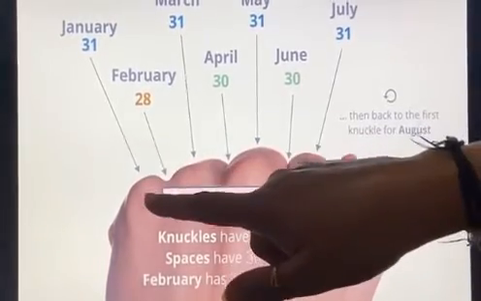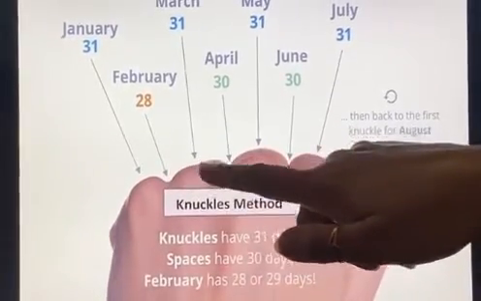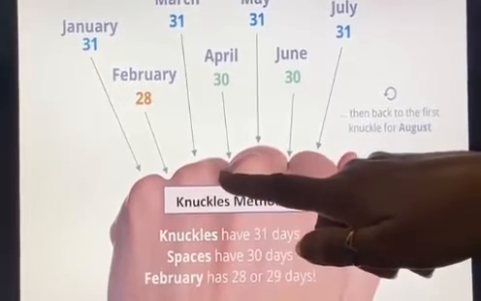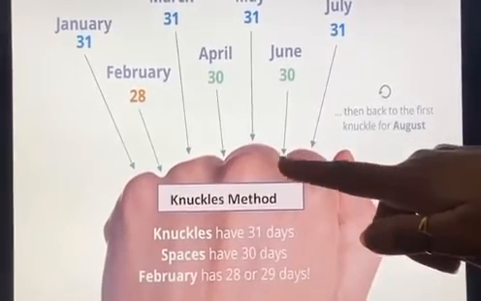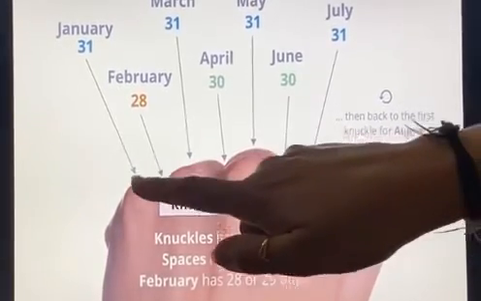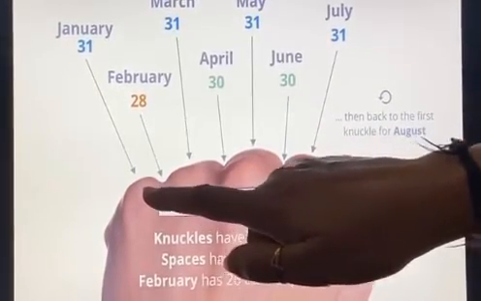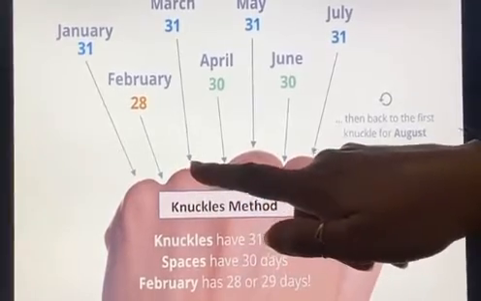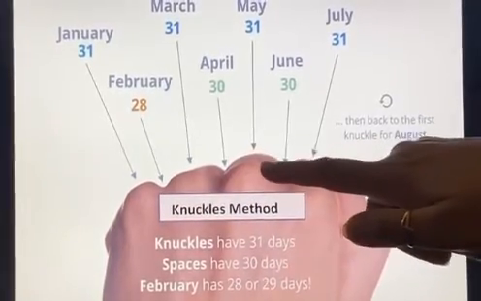Starting from January, February, March, April, May, June, July, then August. Again start from here. August, September, October, November, December.